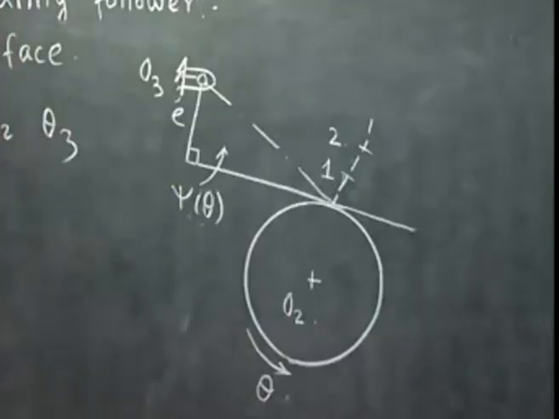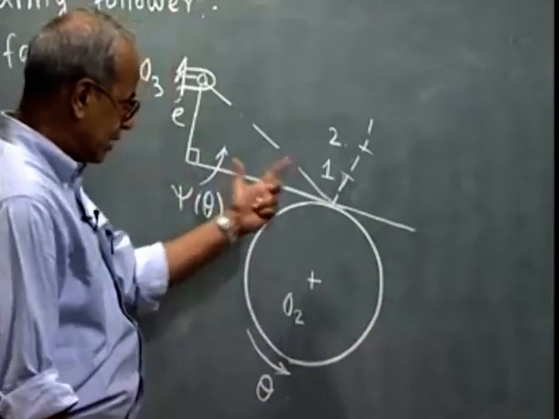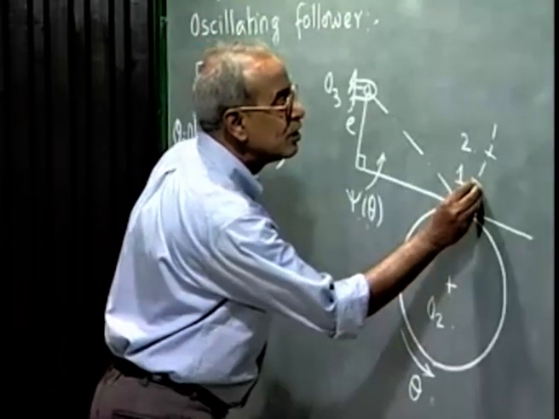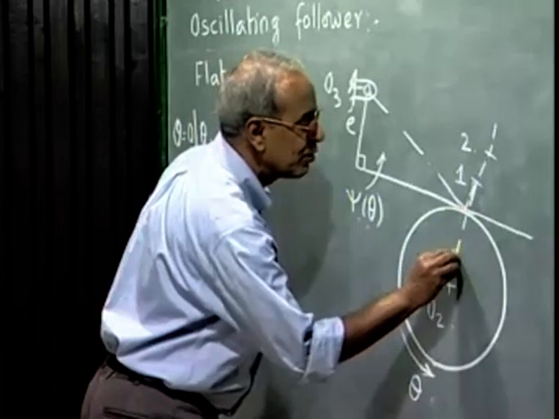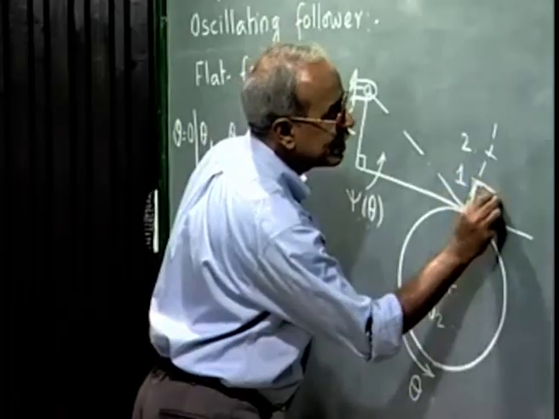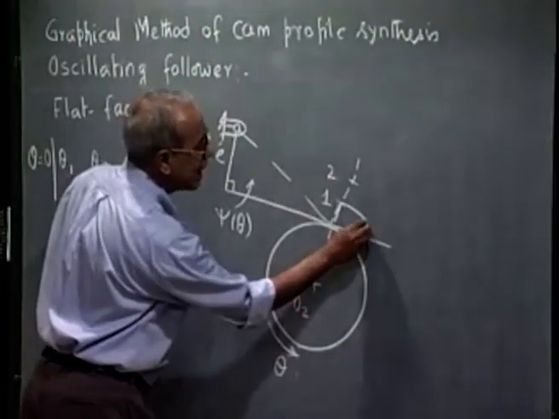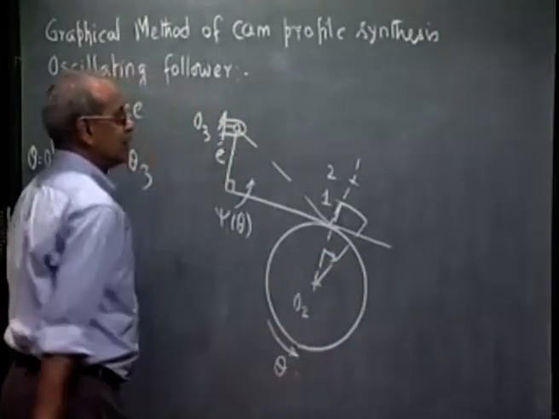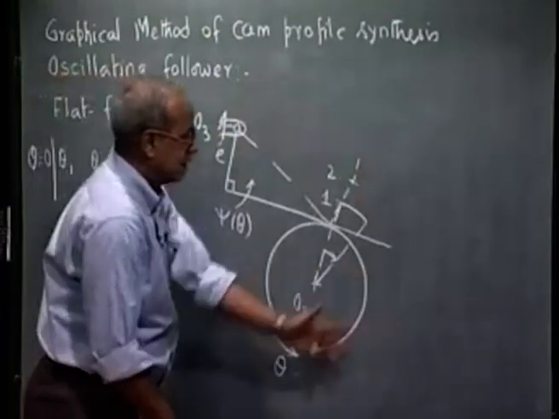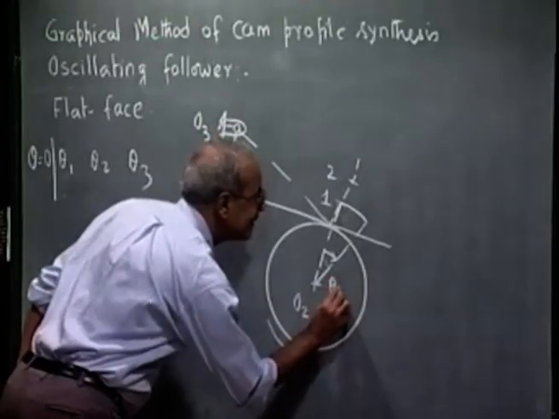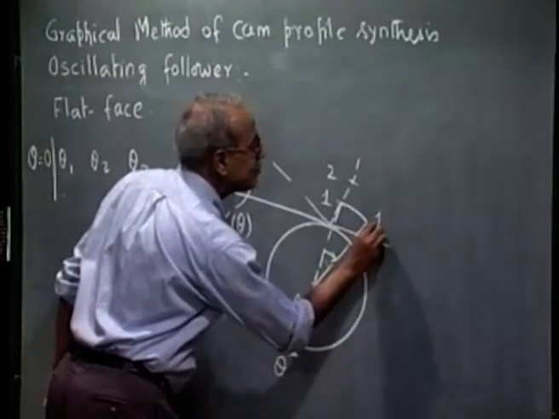To draw the cam profile, I make the same use of the same principle of kinematic inversion, holding the cam fixed. So, as explained earlier, for the roller follower, the inverted position of 1 can be easily obtained by rotating O2 1 through an angle theta 1 in the clockwise direction, because this O2 O3 moves in the clockwise direction. So, this is what we call 1 prime.